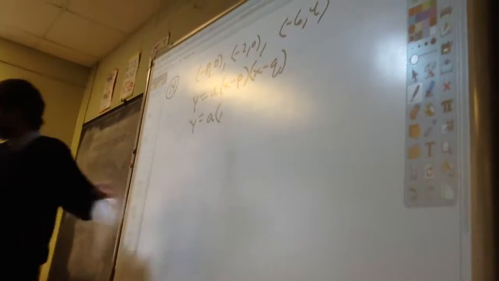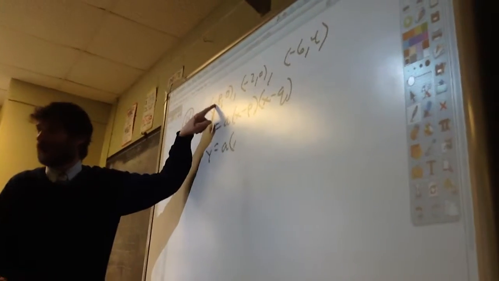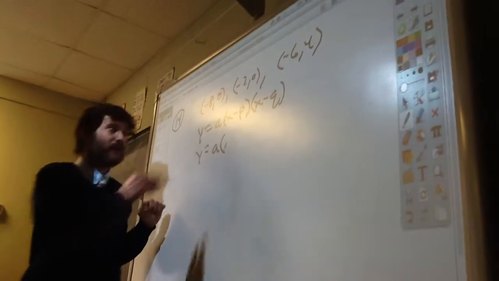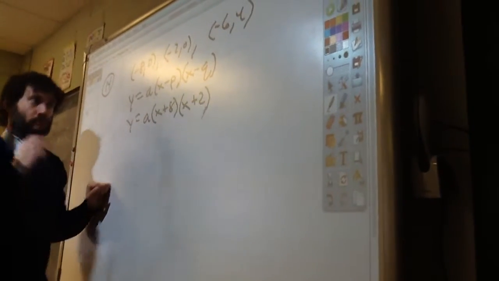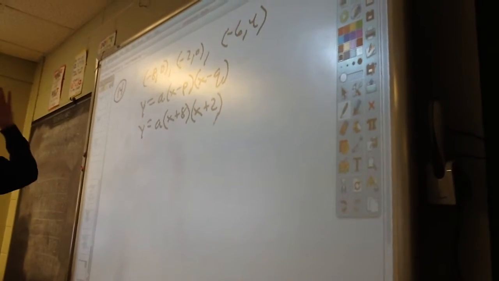So, writing the formula here will help you not make a mistake with the signs. Think of it this way. I go x minus p. That means x minus -8, which I would write how? X plus 8. X minus q means x minus -2, and I would write that as x plus 2. Okay, I've got the whole function except for a.